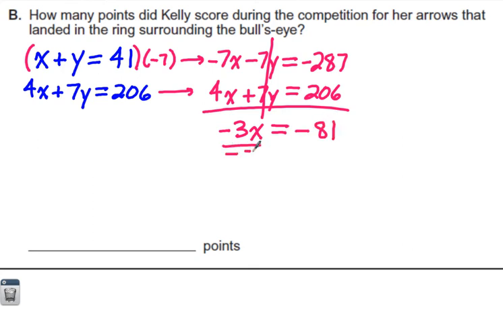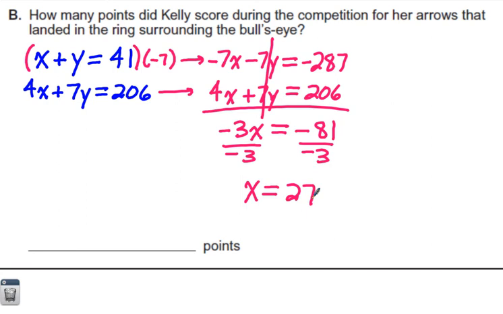And now, my remaining equation, I can just get x by itself. And it turns out that, for now I'll say that x equals 27. Remember, x was the number of arrows that landed in the surrounding ring. And what was the original question? I mean, what were they asking? Is 27 the final answer, or was there something else they were asking for specifically?